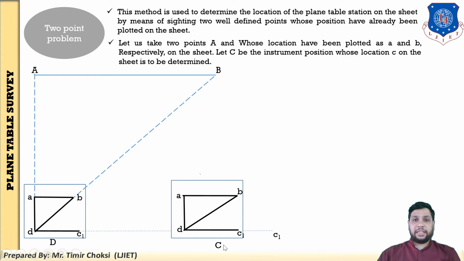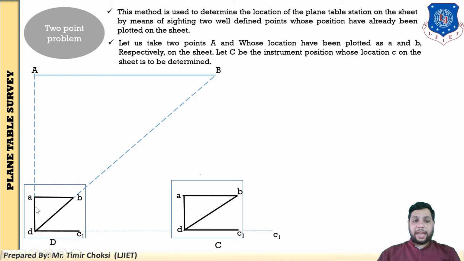This is not the exact station. You have to find the exact station of C. This is a random station. So you have put the plane table at the decimal line anywhere. Like for example, you have taken the decimal line as 50 meters and the station will be established at 20 meters. So okay, 30 meters is okay, 50 meters it's okay. So you have established the plane table at C.